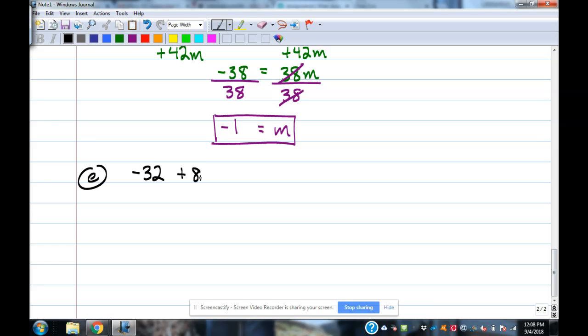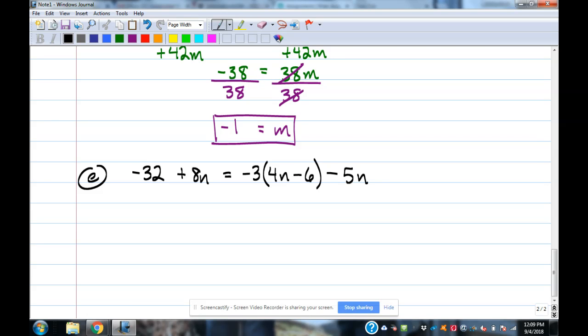-32 plus 8n equals -3 parentheses 4n minus 6, close the parentheses, minus 5n. All right. Again, order of operations still rules the roost. It tells us what to do first. What do we do first? Those parentheses. Do what?